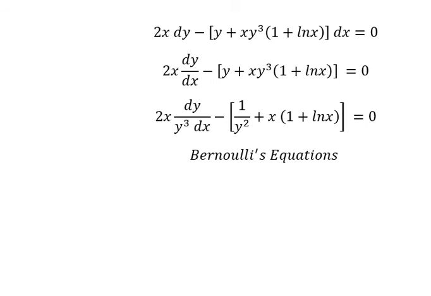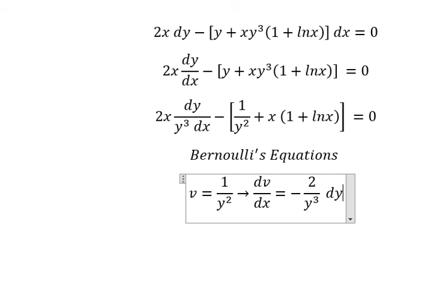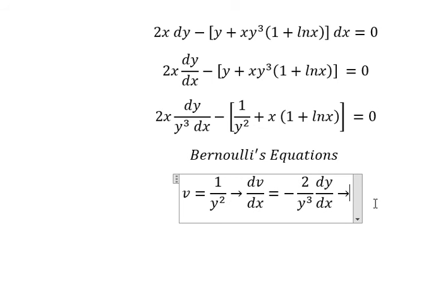Now I will put v equal to 1 over y squared. Later, we do the derivative for both sides, and we have it like this. Next, because we don't have the negative in here, I will move this one to the left.